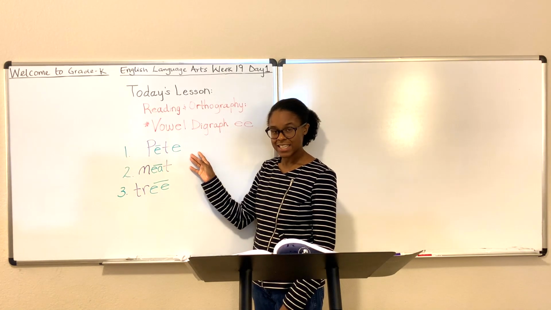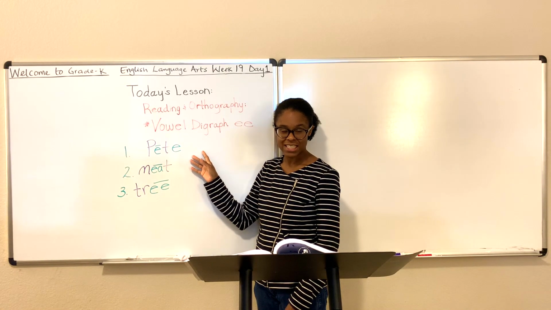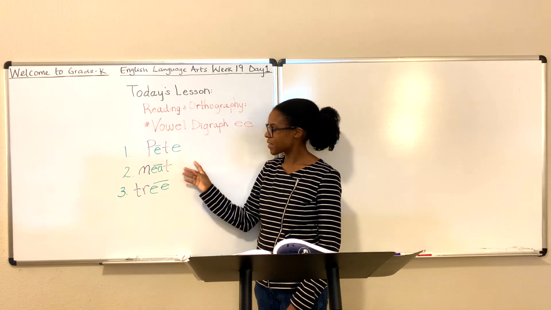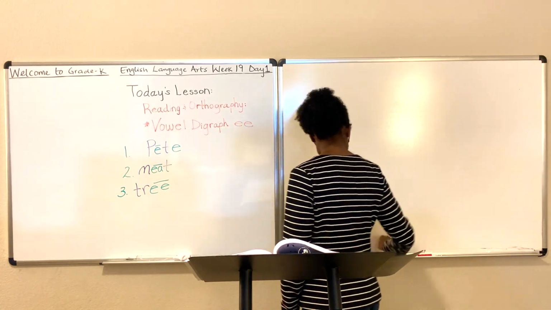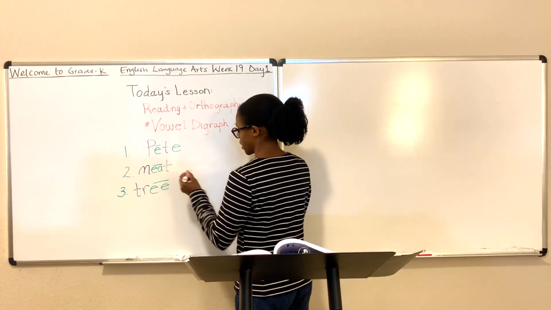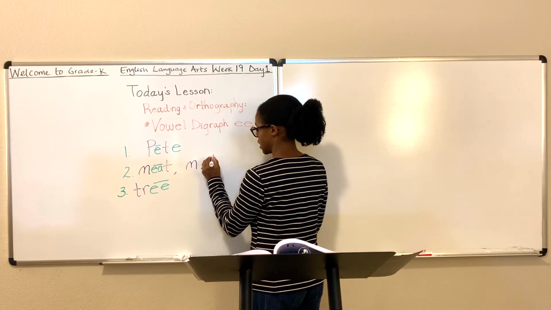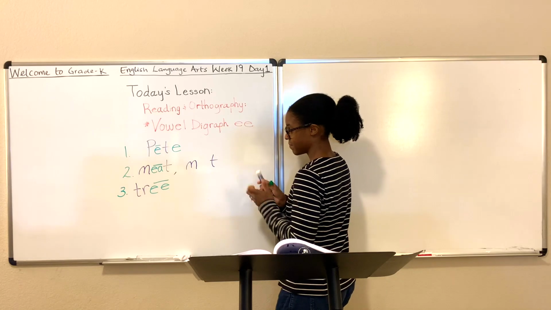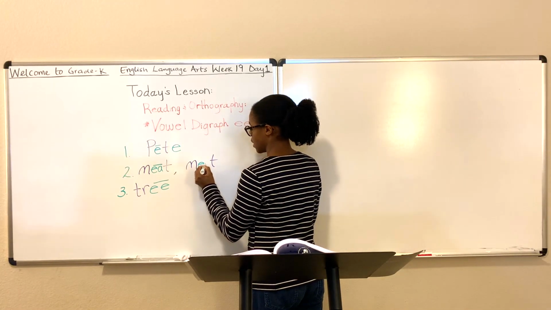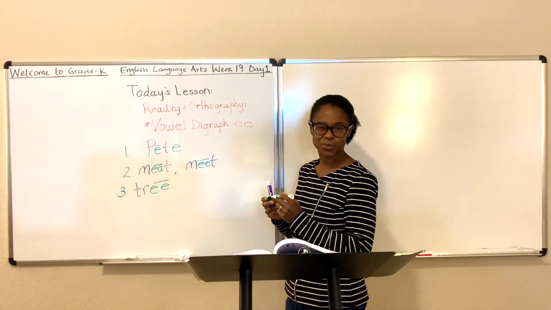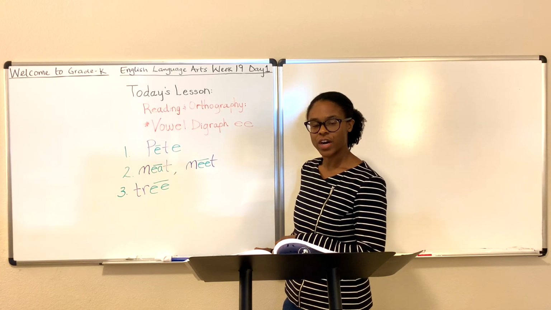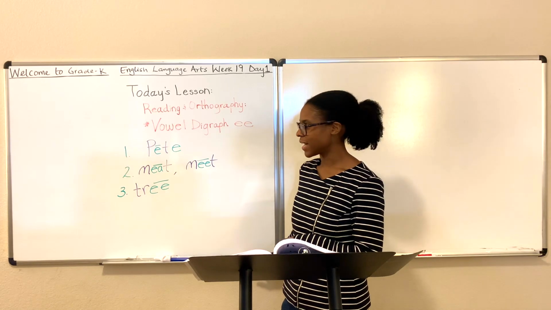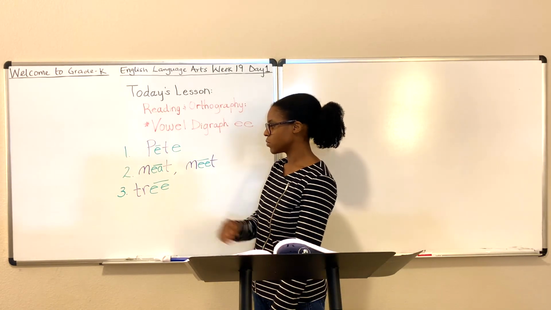So Pete, the person's name, is P-E-T-E, not P-E-A-T. Meat, if I were to spell this with a double E, M-E-E-T, it would actually mean a completely different word. So that's why you want to refer to your dictionary if you need help with that, okay? Today we're talking about the double E.